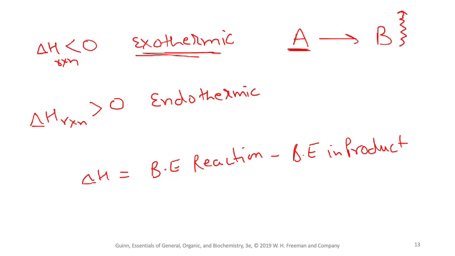So if delta H is less than 0, that means more energy is released into the environment forming new bonds compared to what is required to break the bonds on the reactant side. You are losing more energy than you had before on the reactant side. That's why delta H is negative. For an endothermic reaction, more energy is required to break the bonds between the molecules on the reactant side, compared to the energy being released forming bonds on the product side.